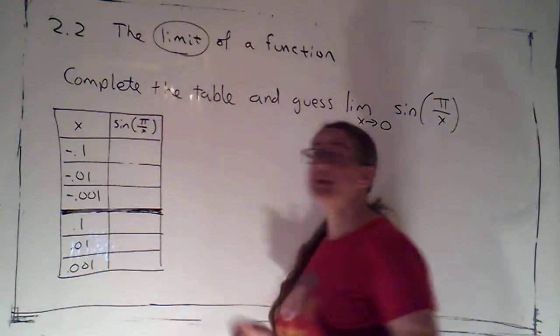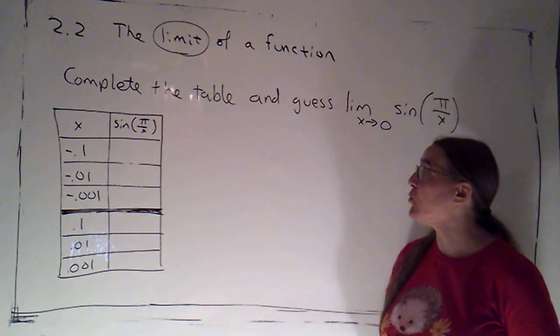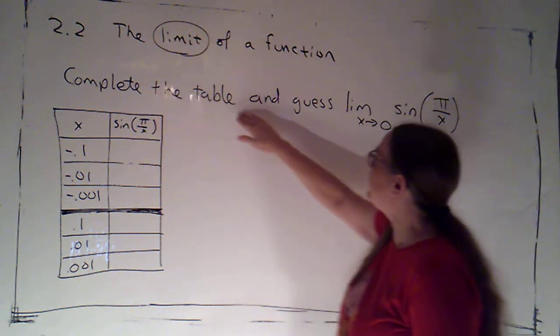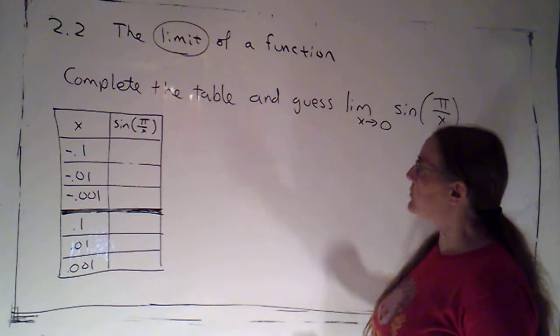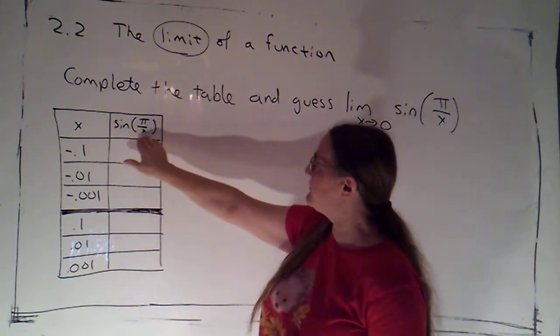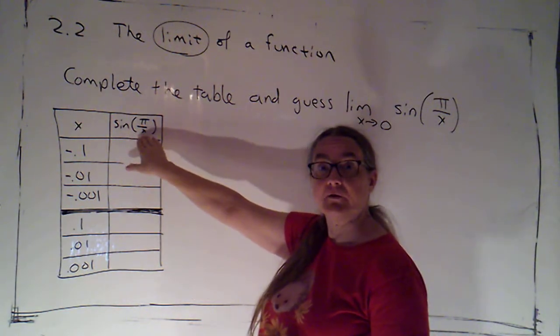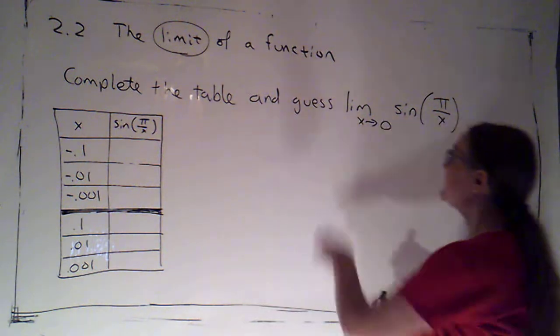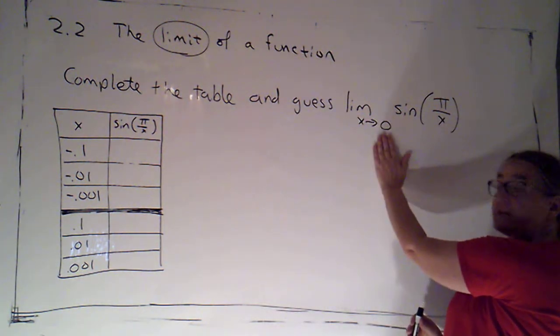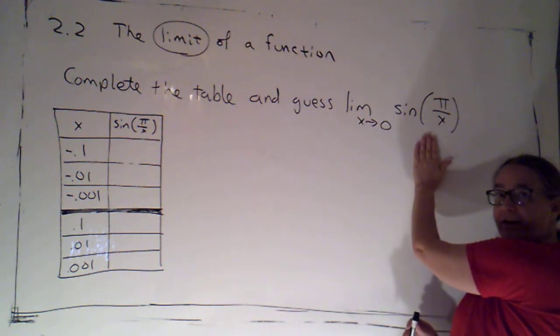We've got a problem up on the board here, and you'll see some problems similar to this in the homework. We're asked to complete a table of values. So here, this is a table of values for the function sine of pi over x. And then we're asked to guess the limit as x goes to 0 of sine of pi over x.